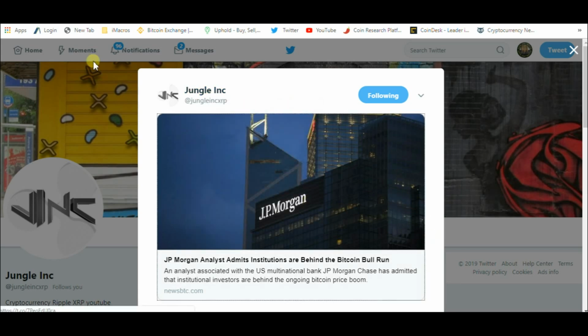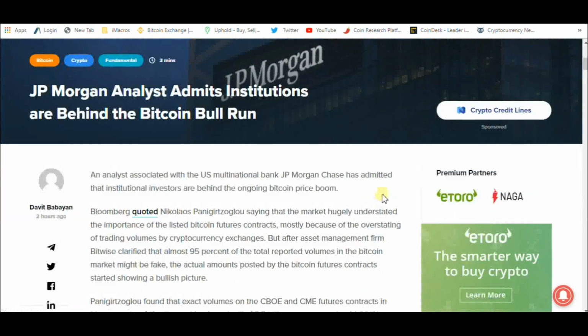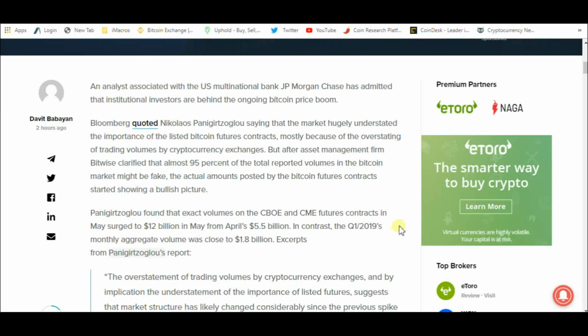Trust me. And Jungle Inc. had tweeted out this article. JP Morgan analyst admits institutions are behind the Bitcoin bull run. An analyst associated with the U.S. multinational bank JP Morgan Chase has admitted that institutional investors are behind the ongoing Bitcoin price boom. They quoted this guy, I can't ever say that name, saying that the market hugely understated the importance of the listed Bitcoin futures contract, mostly because of the overstating of trading volumes by cryptocurrency exchanges.